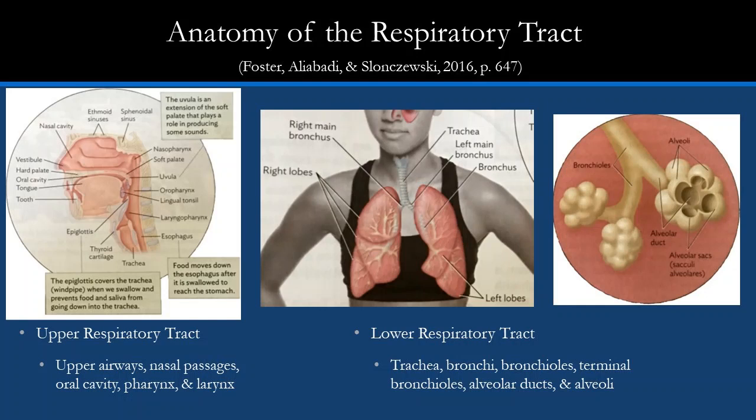Beginning with the upper respiratory tract, we can see the upper airways, the nasal passages, the oral cavity, the pharynx, and the larynx. When you inhale through the nose, for example, that air travels through the nasal cavity, into the nasopharynx, then through the oropharynx and the laryngopharynx.